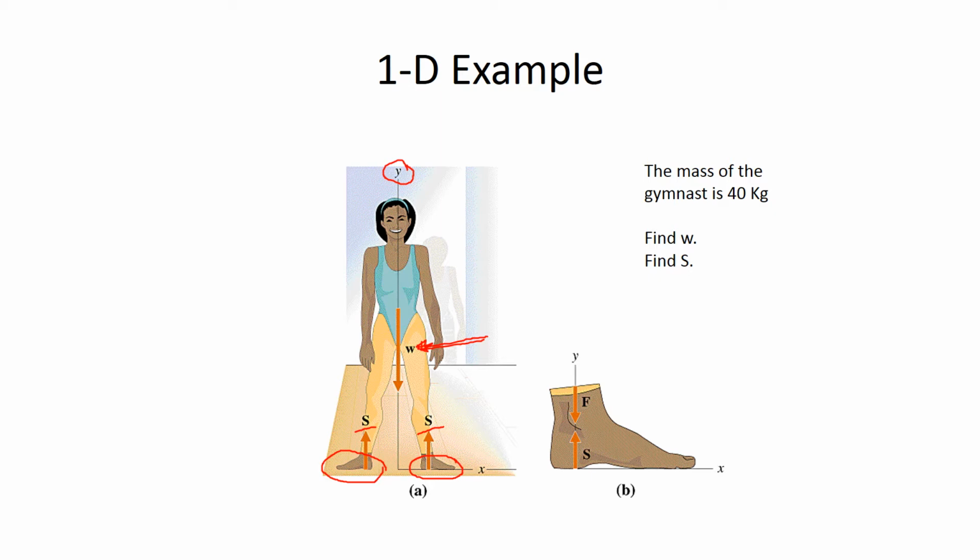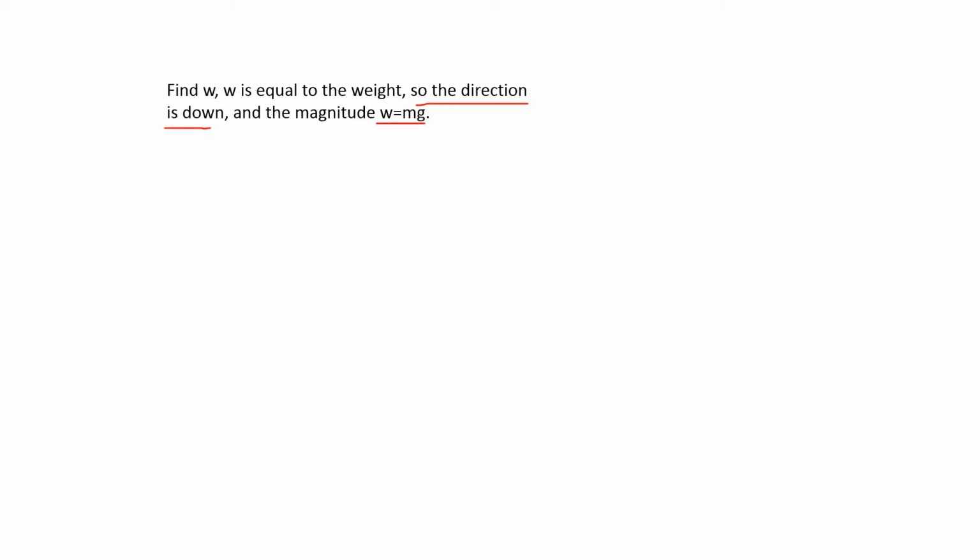So, the mass of the gymnast is given in the problem as 40 kilograms, and we're going to find W, and we're going to find S. So we begin by finding W. W is equal to the weight, so we assume the direction is down, because that is the direction that gravity acts. And the magnitude of the weight is going to be given by m times little g, the acceleration of gravity. And I have written that out here, and the answer there is 392.4 newtons.